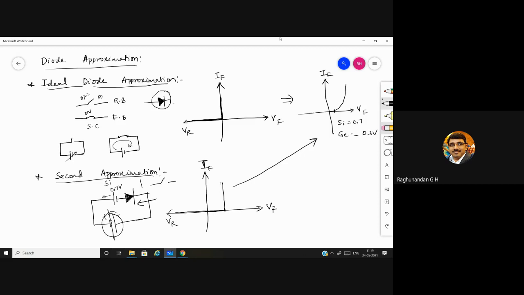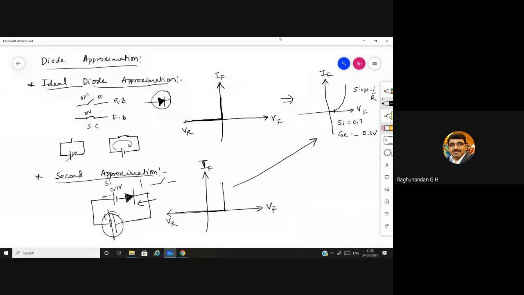Why is it not going to match? Because the slope is inversely proportional to the resistance. Slope indicates that this device has some resistance, and already we know that a diode has some resistance. Obviously, it should not come like a straight line, it should come like a slope. So this second approximation is also not matching with the practical characteristics.